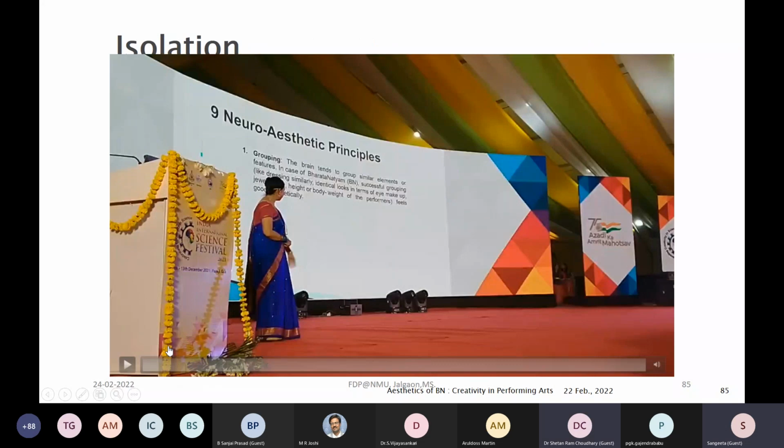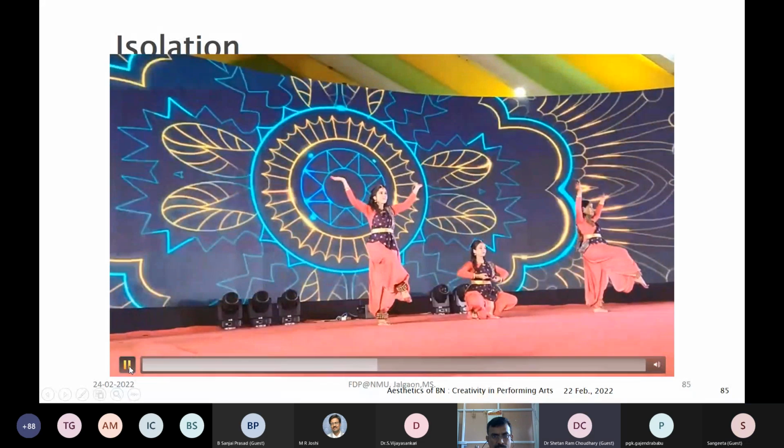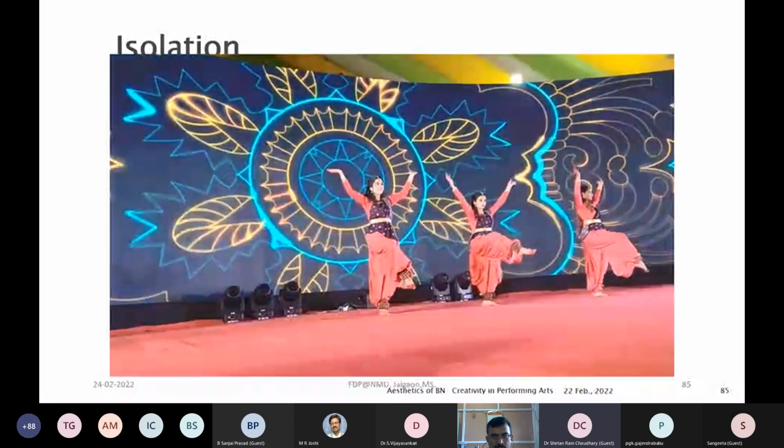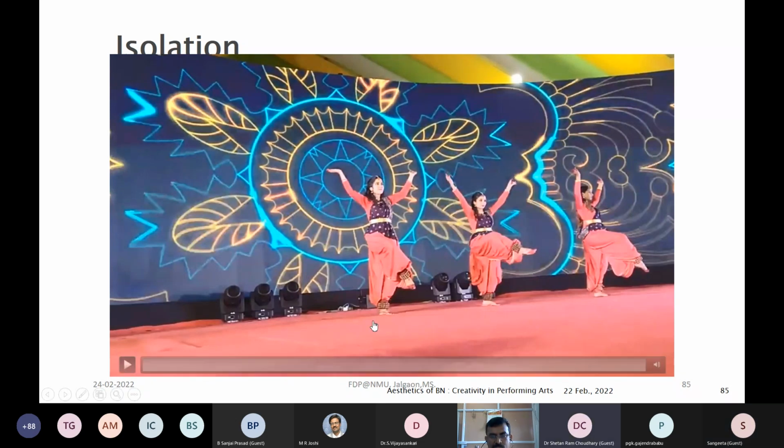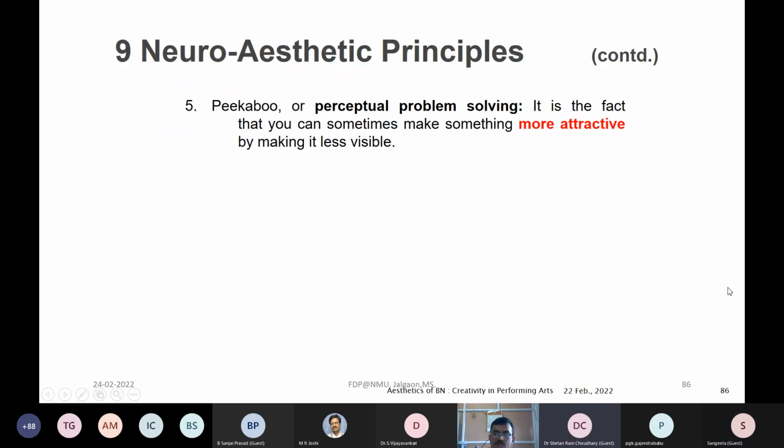So one more video is there. Pay attention, please. It's a short video, very short. This is isolation. You will just see how the dancers. So you noticed that the middle dancer deliberately got up later. So that isolation gave an effect. That isolation is creating an effect.